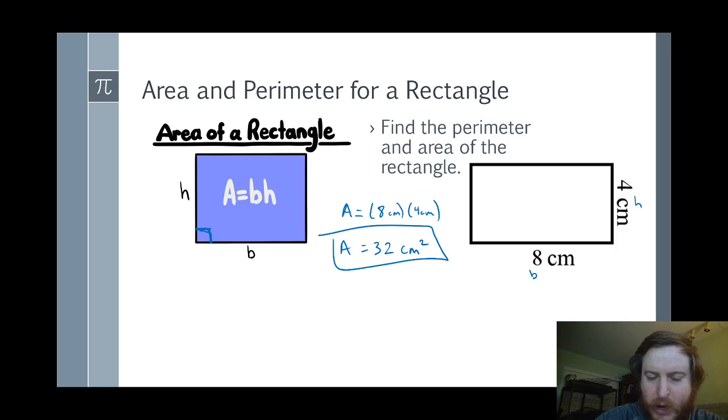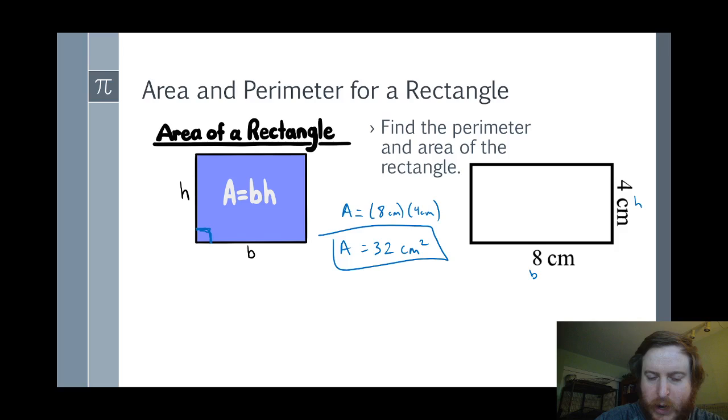All right, and then for the perimeter, we're just going to add up all the sides. So 8 centimeters plus 4 centimeters. Now plus this side, it's a rectangle. What do we know about rectangles? Opposite sides are the same. So that's 8 and that's 4, so plus another 8 and plus another 4.